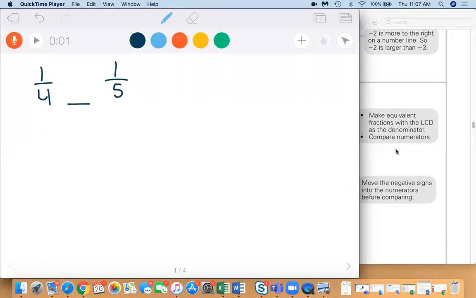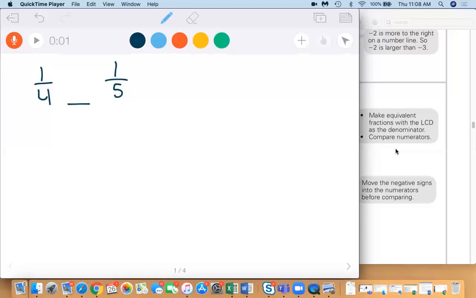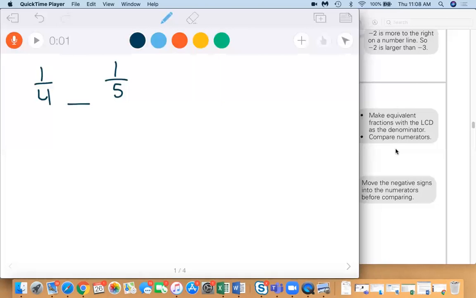So how do we find our lowest common denominator? Which method do you guys want to use? You tell me. We have listing multiples, division method, or the factorization method. Somebody vote, anybody vote? Listing, division, any tiebreakers?